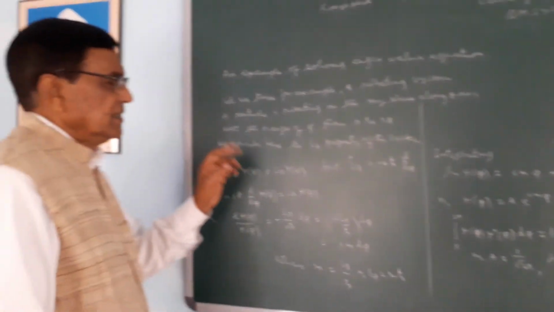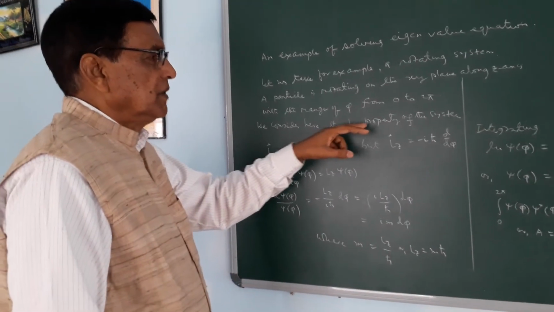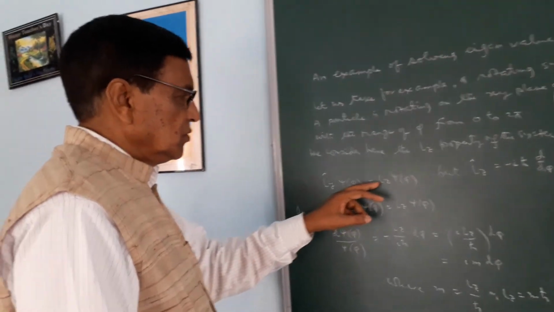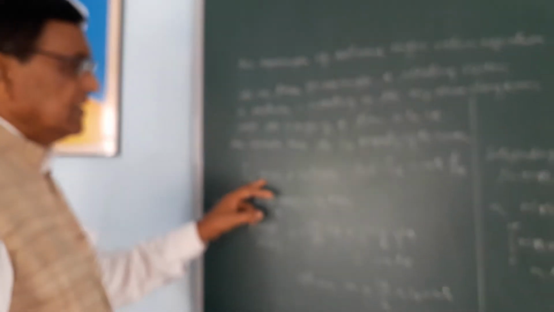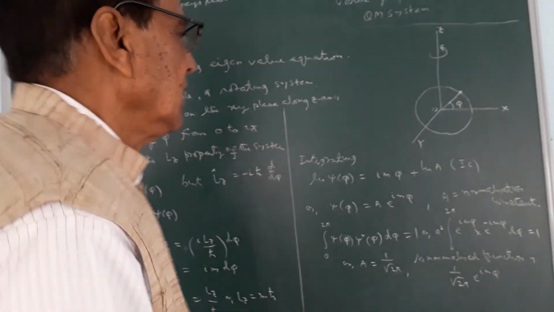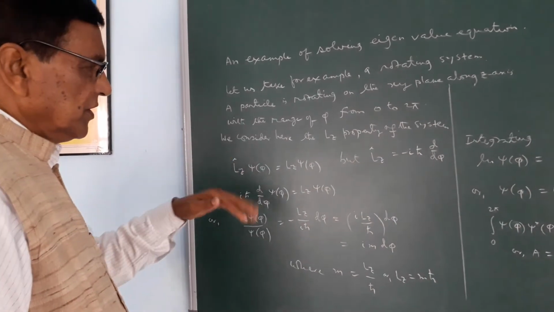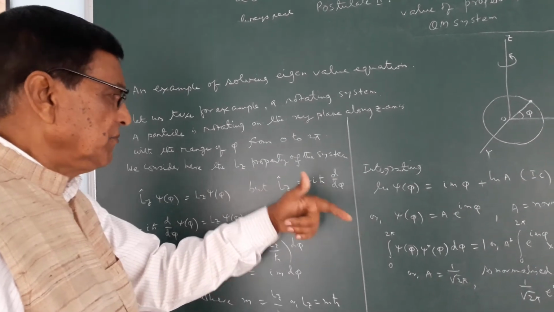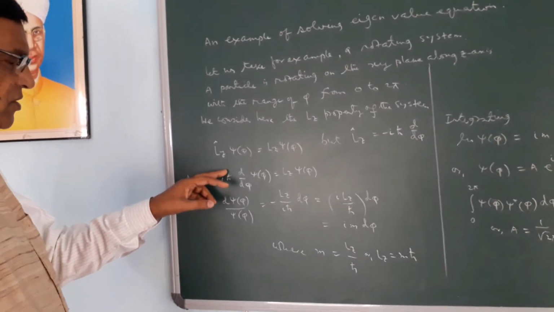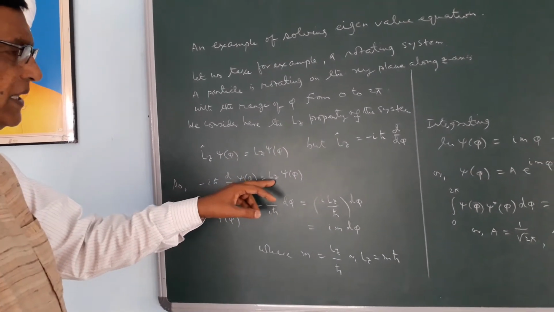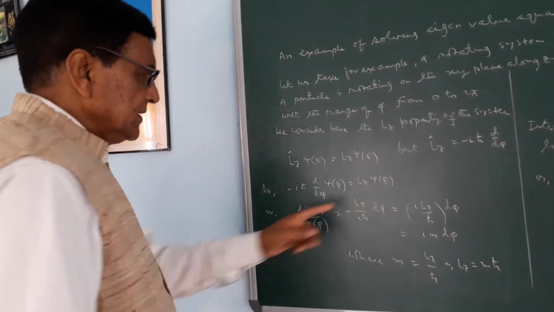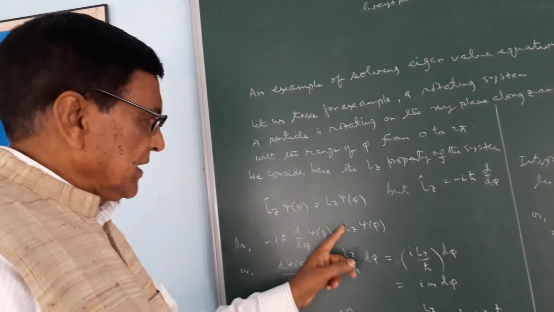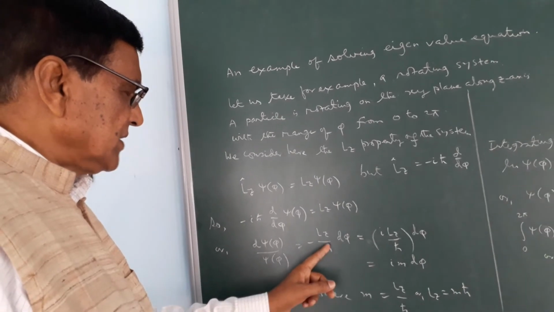Then we consider the z component of angular momentum of this system. Lz cap into psi phi equals Lz psi phi. Here the wave function is a function of the azimuthal angle phi. This Lz cap, as I have already discussed, equals minus i h cross d by d phi in polar coordinates. So minus i h cross d psi by d phi equals Lz psi phi. And so d psi phi divided by psi phi equals minus Lz divided by i h cross into d phi.